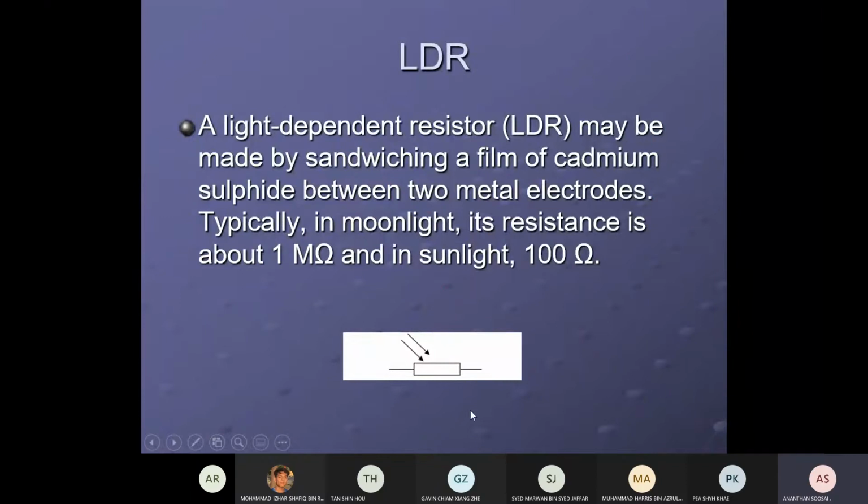First, let's view LDR. This is the symbol, a box and the light. It's a light dependent resistor, made by sandwiching a film of cadmium sulfide between two metal electrodes. Resistance is about 1 megohm. When there is no sunlight, high resistance. When there is sunlight, low resistance.